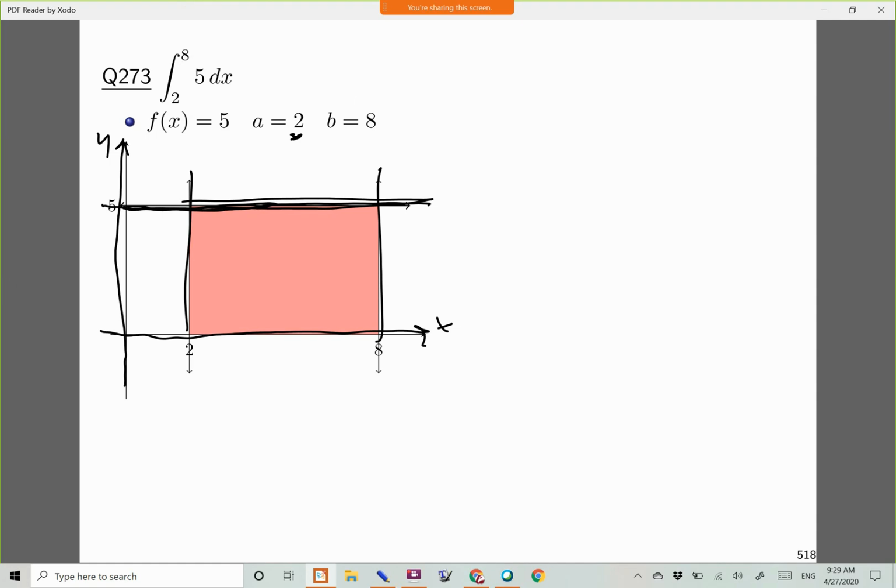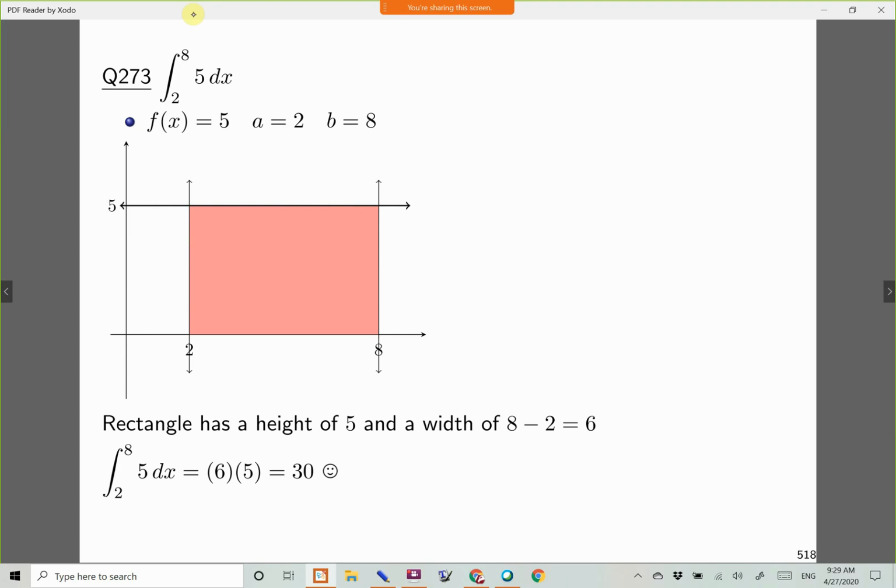So this signed area, this pink rectangle, is above the x-axis. The rectangle has a height of 5, from the origin all the way up to 5. The width, though, is 6, because that's going from 2 to 8, so you do 8 minus 2. Think about standing on a ruler at the 2 tick mark and moving over to the 8 tick mark: you move 6 units to the right. So height of 5, width of 6. The area of this rectangle is 30, of course.